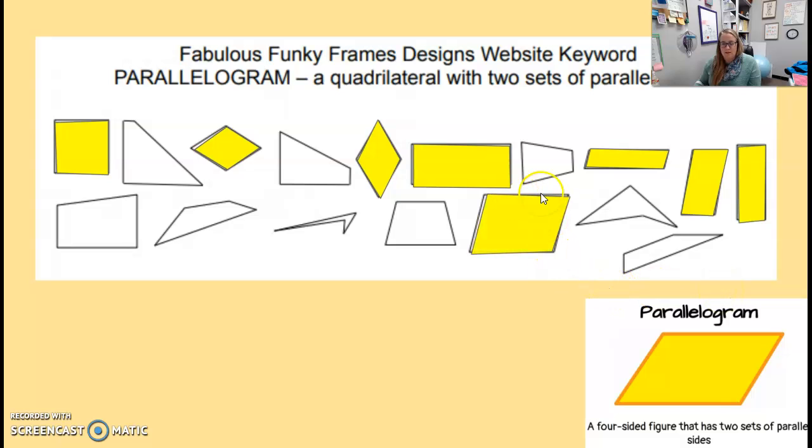Yeah, this guy right here. Top and bottom are the same. This side and this side are the same. So it has to be a parallelogram. All of these other shapes, they're not parallelograms. They're another kind of quadrilateral.